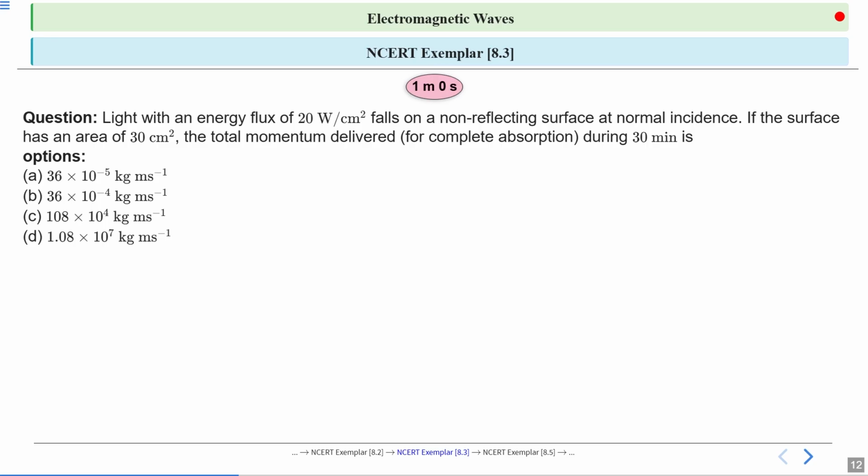So what is the momentum delivered? We have discussed the formula for momentum delivered for a perfectly reflecting surface and for a non-reflecting surface, that is, for complete absorption and for complete reflection. We have discussed two formulas for momentum delivered, so I will give you some time to recall them. The options are 36 into 10 to the power minus 5 kg meter per second, 36 into 10 to the power minus 4 kg meter per second, 108 into 10 to the power 4 kg meter per second, and 1.08 into 10 to the power 7 kg meter per second. I will give you some time to solve it.